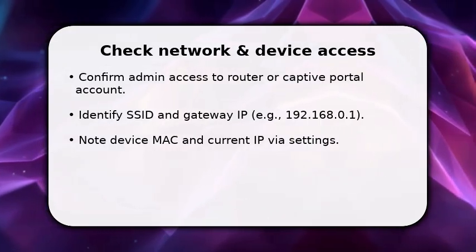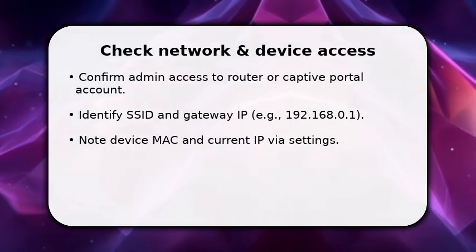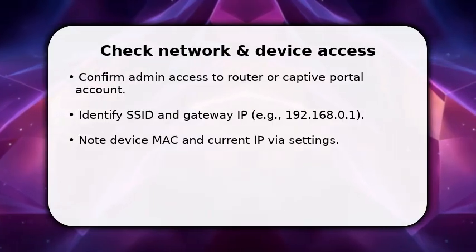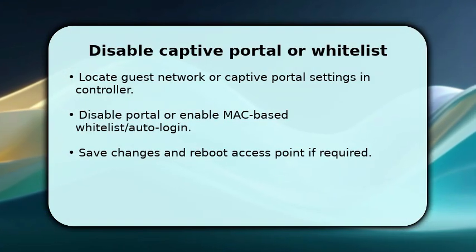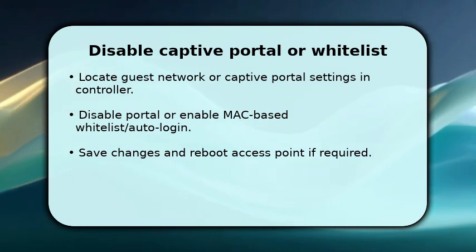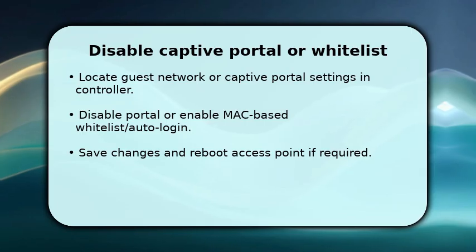Now, access the captive portal or controller. Don't skip this. These first steps let you reach the specific settings that control sign-in enforcement. Once logged in, go to the guest network or captive portal section and find the enforcement option. You're looking to disable require sign-in or enable seamless access.